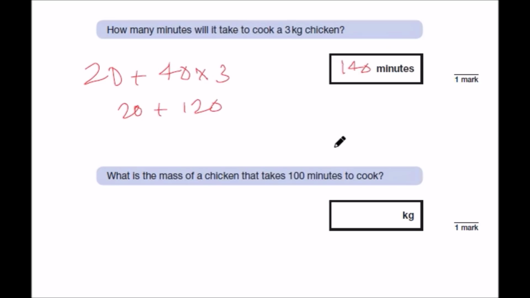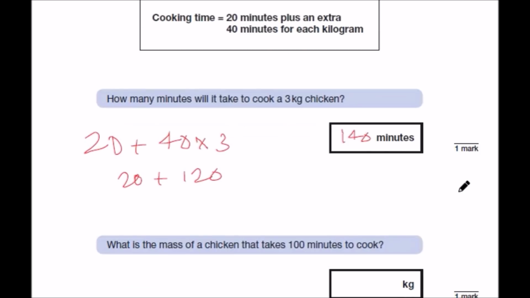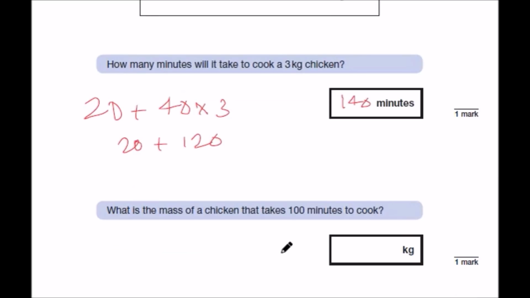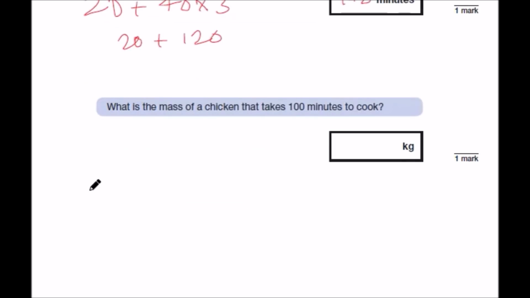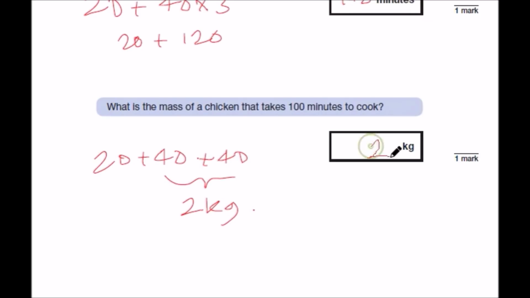What is the mass of a chicken that takes 100 minutes to cook? Ooh, now this one's an interesting question. So let's try and make 100 minutes. So we know it takes 20 minutes plus an extra 40 minutes. So it's going to be 20 plus 40, that makes 60. Add an extra 40. Ooh, so that's going to be 2 lots of 40. So it means 2 kg. So it's 2 kg.